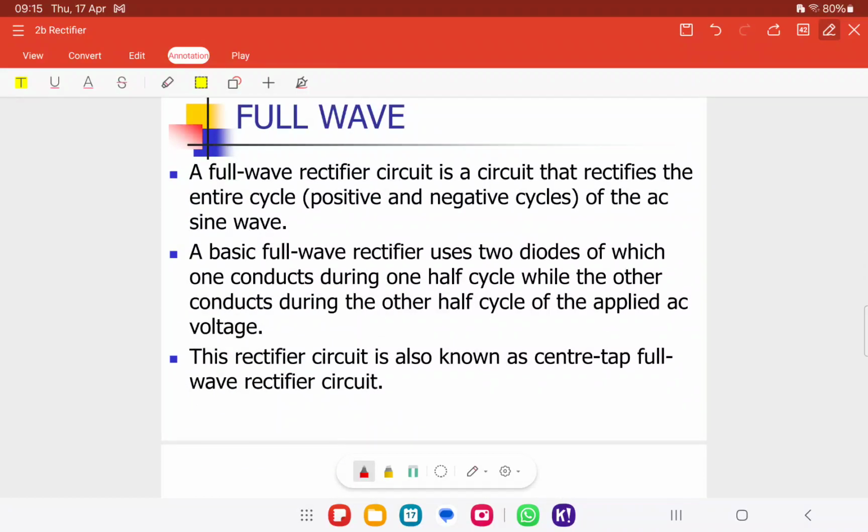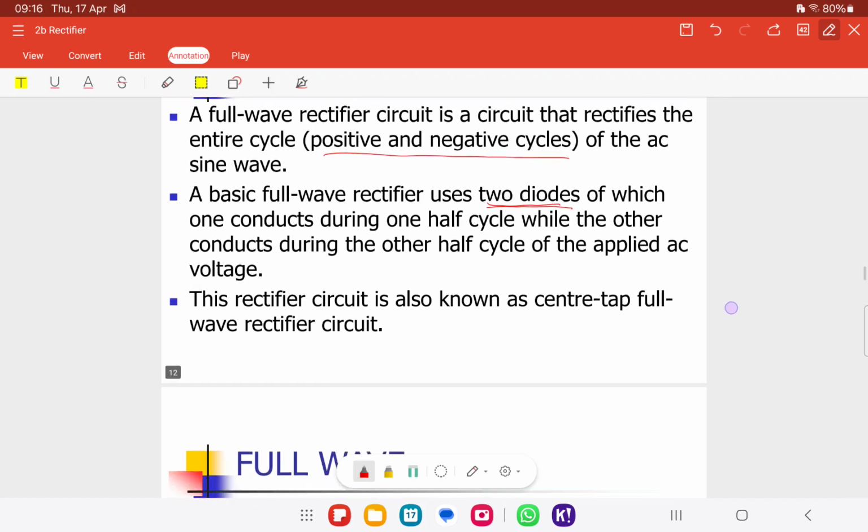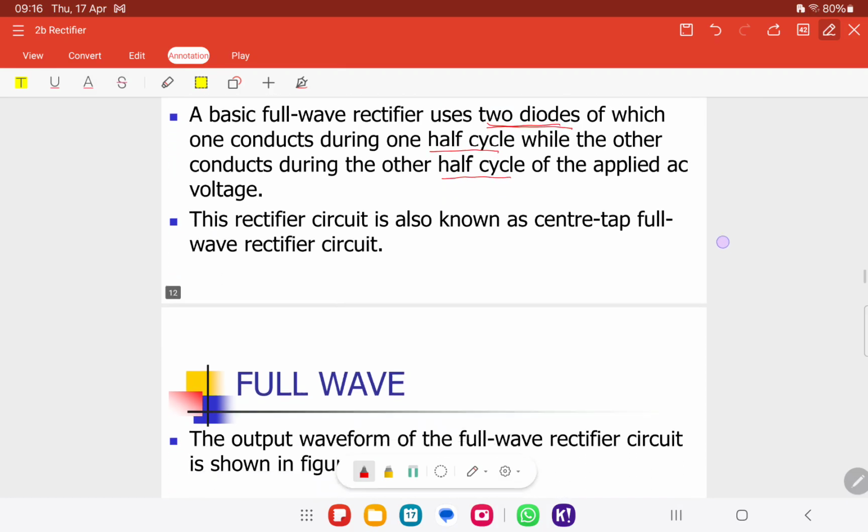A full wave rectifier circuit is the circuit that rectifies the entire cycle, meaning that we can have both cycles. That is the difference between half wave and full wave. For full wave, both cycles will be at the output. It depends on the circuit: if the circuit uses 2 diodes, in the formula later on it must be minus 2 VD, subtract twice. One pair of diodes might be on for one cycle and another diode is on for the other cycle.